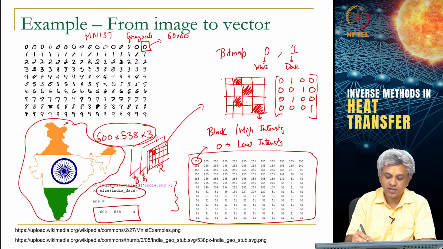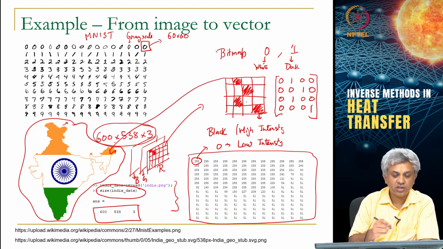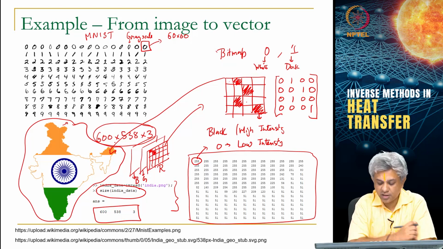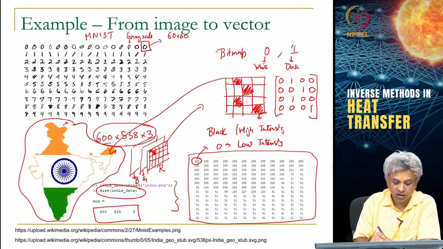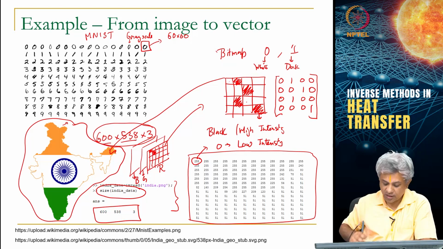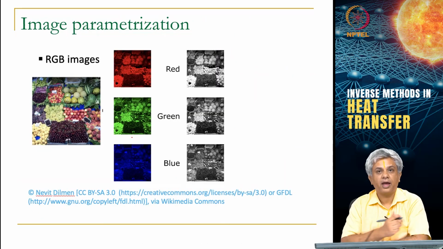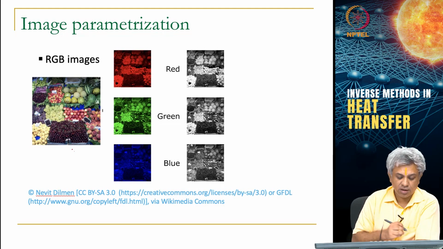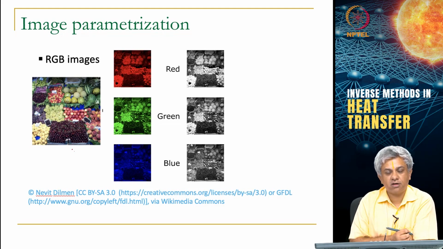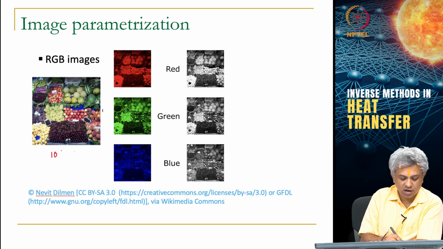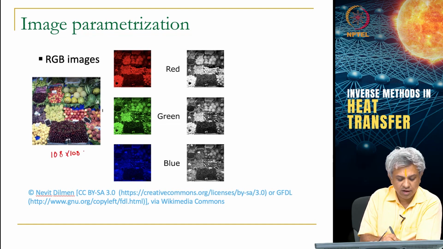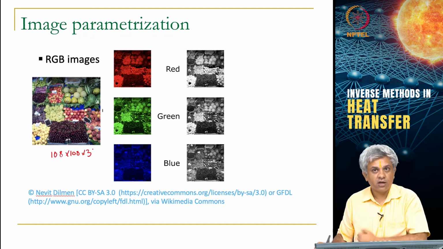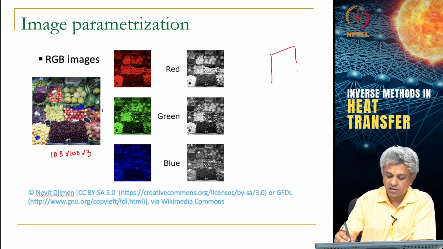Now you can think of scaling this up to an image of this sort. What happens here of course is you have 600 cross 538 numbers, and each one of them, as shown here, is in 3 different channels. So let us take this image. Let us say, just as an example, that this is a 100 cross 108 cross 108 cross 3 image. This 3 means there are 3 channels: a red channel, a blue channel and a green channel.